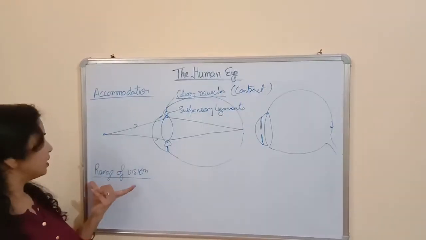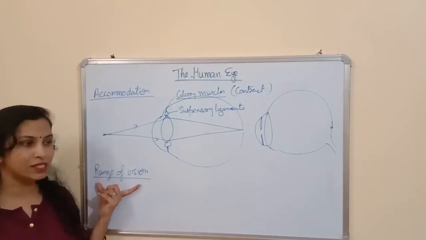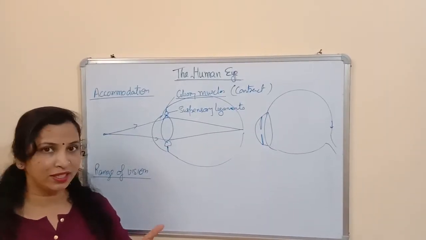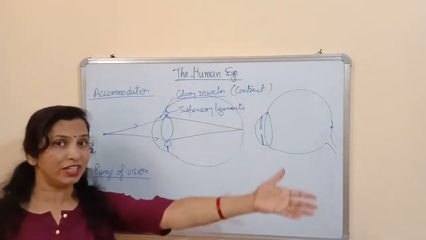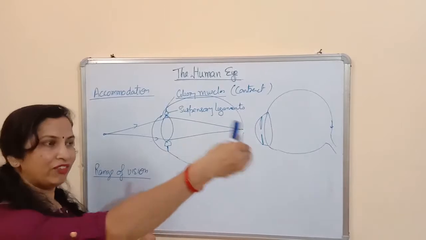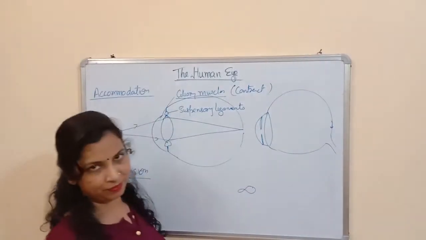Then the next part is range of vision. So what is the meaning of range of vision? It means what is the range of your vision? You can see the nearby object clearly, and you can see the far object which is at infinity. It means the range of vision is from the nearby object to infinity. So infinity is clear. Infinity has no limit.